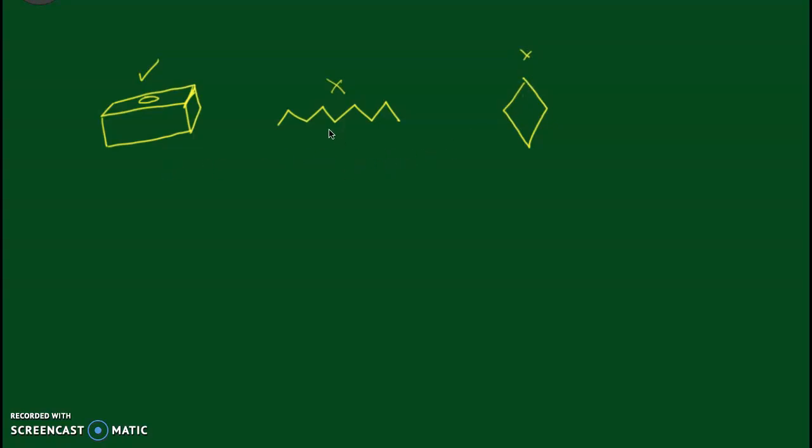So if we go back through, this zigzag line is only one dimension. It only has length. The diamond here has two dimensions. It has length and it has width. The Kleenex box has three dimensions. It has length, it has width, and it has height. In order for an object to have volume, it has to be three-dimensional. One-dimensional objects and two-dimensional objects do not have volume, only three-dimensional objects.